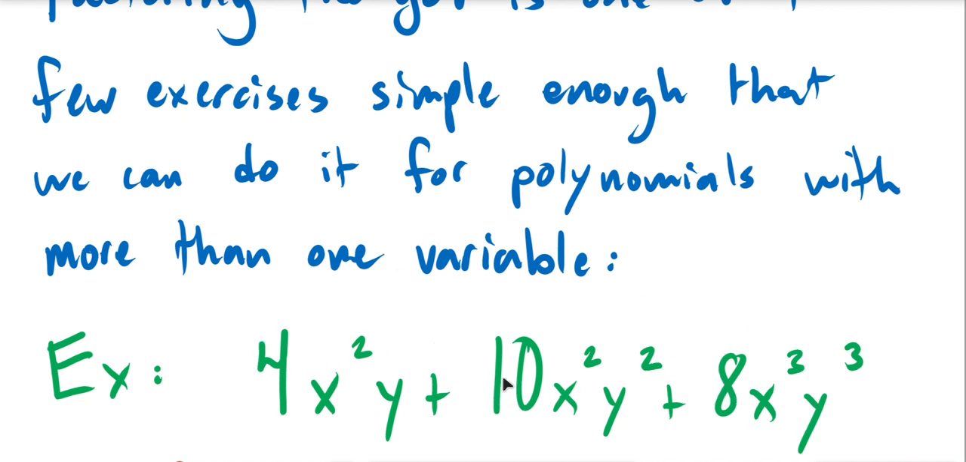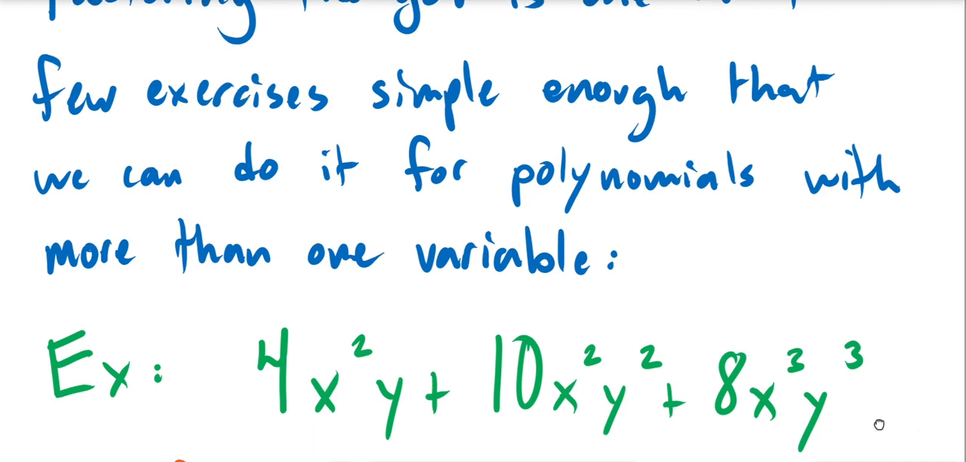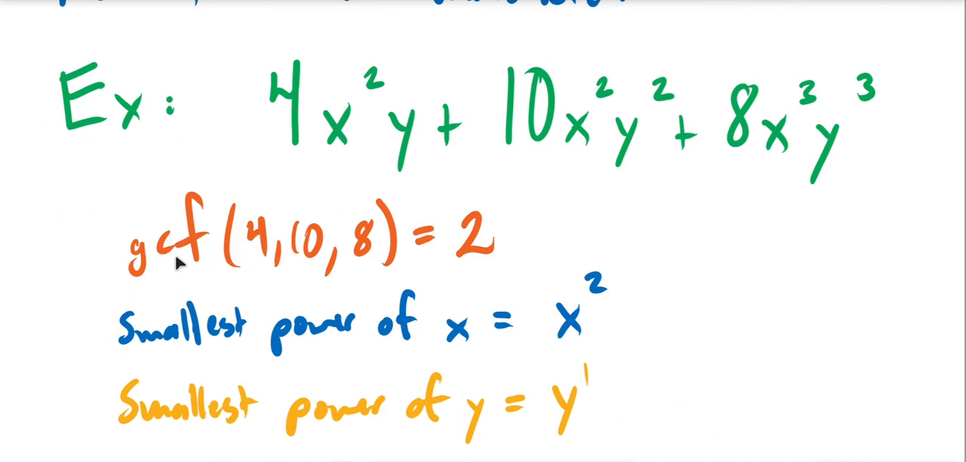We can look at the numbers part, the coefficients, the x's part, and the y's part all separately and then combine that into one answer. For example, the greatest common factor of 4, 10, and 8 is 2. The smallest power of x was this x squared. Here it repeats, but that's okay, it's still the smallest. And the smallest power of y, well, there's a single y here, so that's y to the 1.